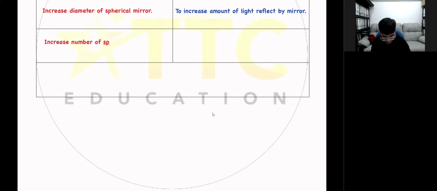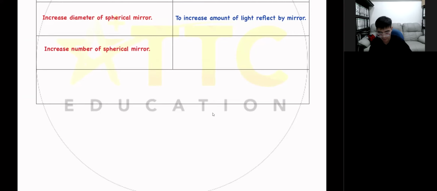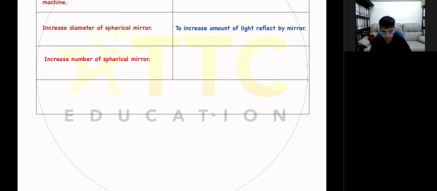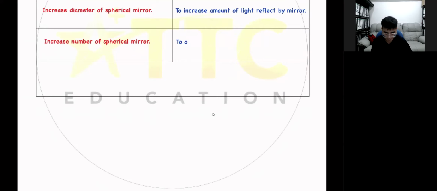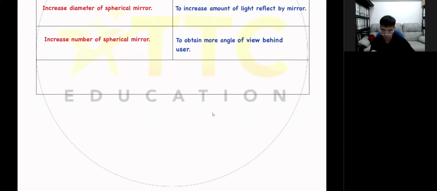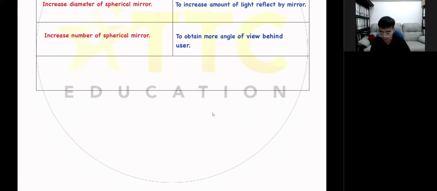Spherical mirror. Yeah, so and again, more number, because more number, then we'll be able to get more angle of view. So to obtain more angle, not wide angle, this one is more angle of view behind the user. So you can see more angle and to notice suspicious people.